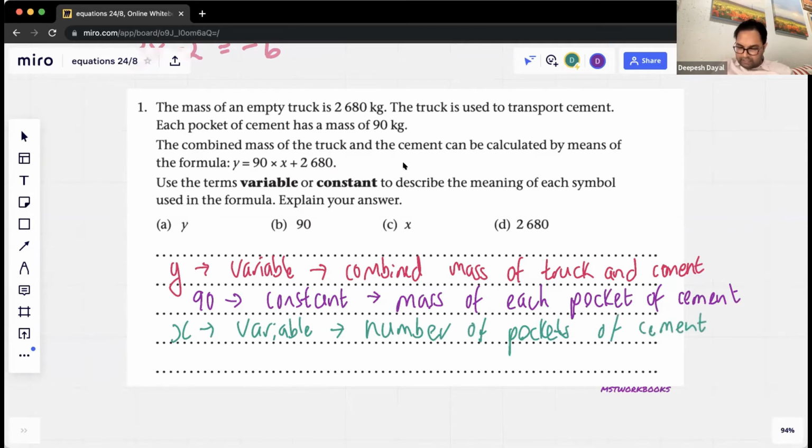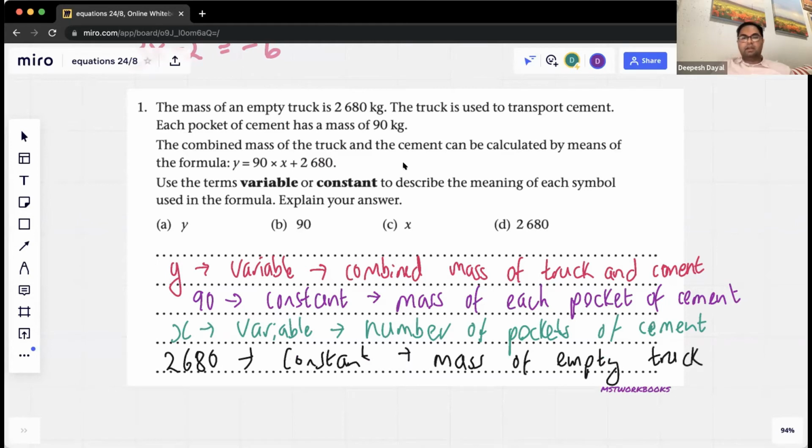And then what about 2680? What is that? It's a constant, sir. The mass of the truck. Mass of the truck, eh? Empty truck. Yes, sir, it's a constant. Mass of empty truck. Well done, everybody. That's great. Okay, very good.